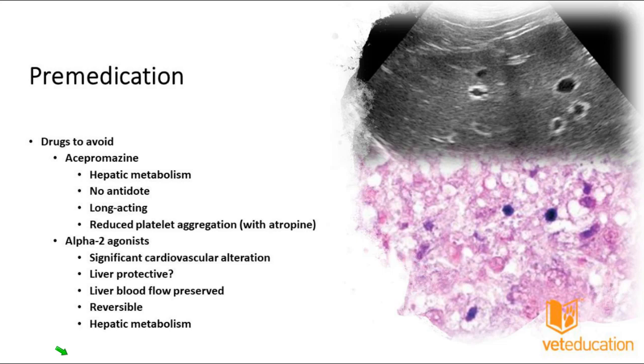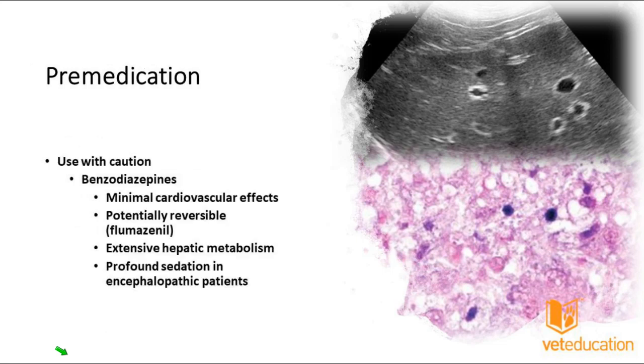In most critically unwell patients, the significant cardiovascular alteration in terms of bradycardia, decreased cardiac output, and the change in respiratory rate and function are the main reasons we avoid these drugs in a critically unwell patient with liver disease.